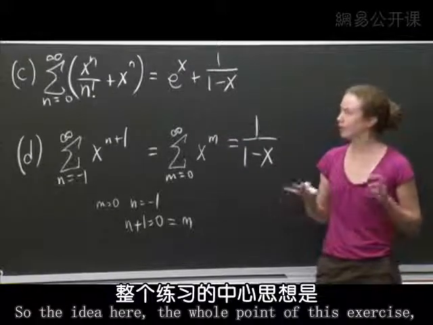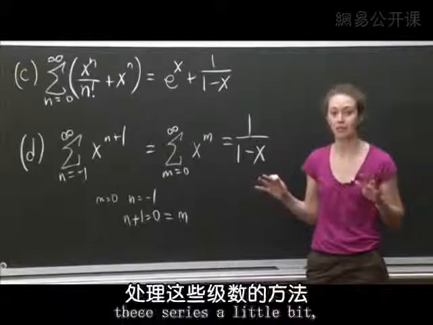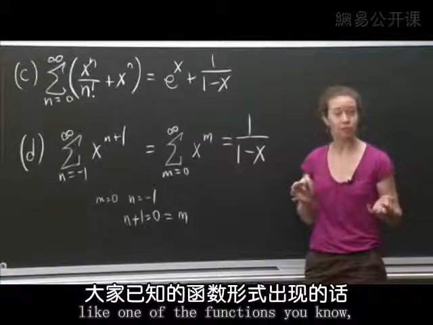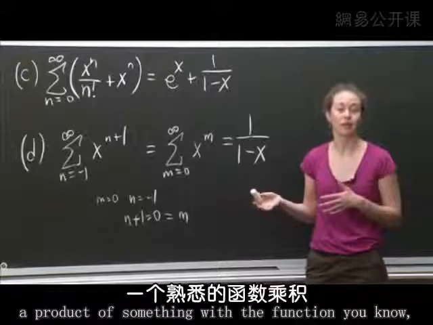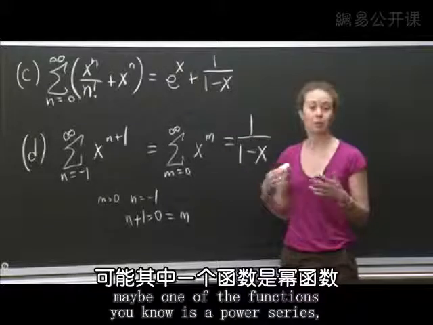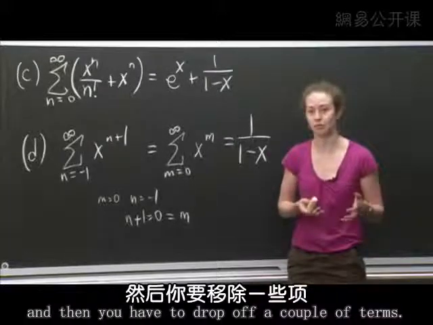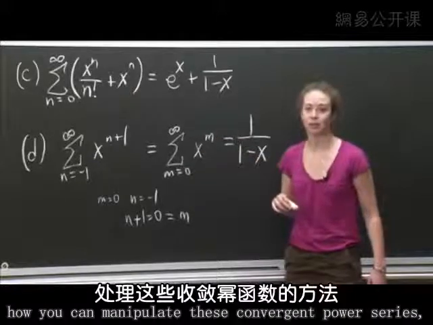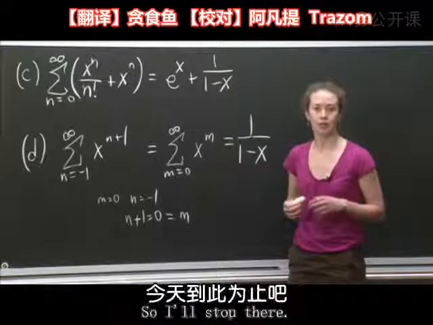So the whole point of this exercise is just to recognize how you can manipulate these series a little bit, so that if they're in a form that looks kind of like one of the functions you know, you can see if it actually is a product of something with the function you know, or the sum of two functions you know, or maybe one of the functions you know as a power series, and then you have to drop off a couple terms. So they each sort of demonstrate a different idea of how you can manipulate these convergent power series based on functions you already know. So I'll stop there.